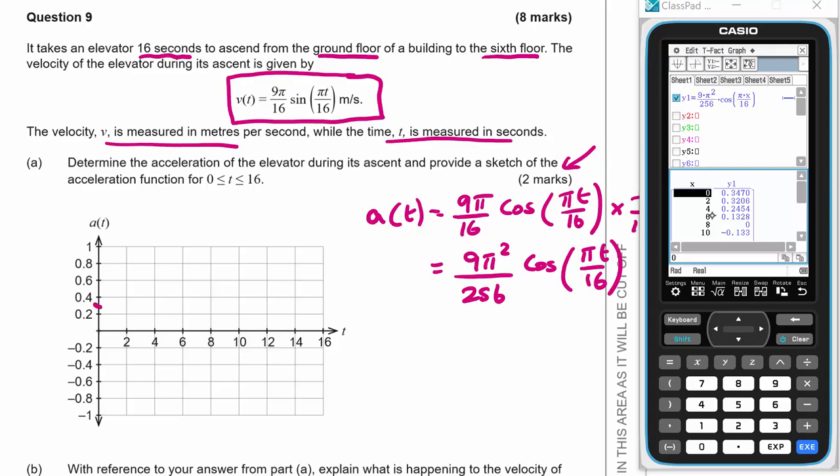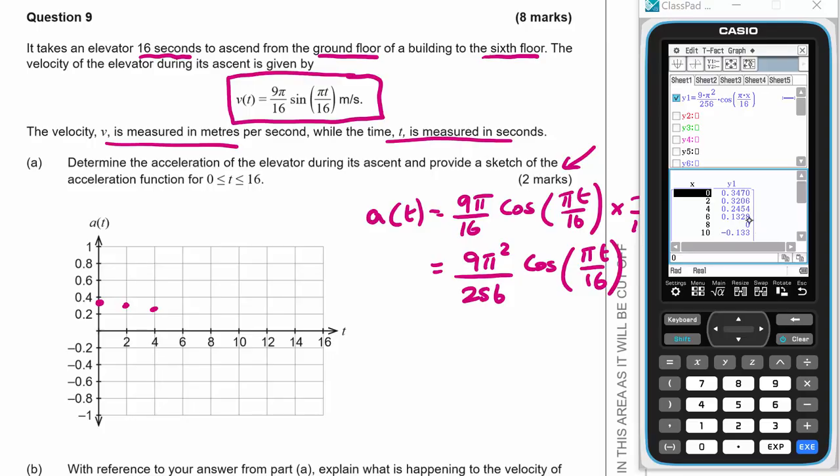0.347, so that's going to be sort of around here. And 2 is 0.32, so it's probably around there. And then 4, 0.245, so actually 0.347 would probably be a bit higher there. And 0.32 is going to be sort of there. And then 0.25 is probably about here.